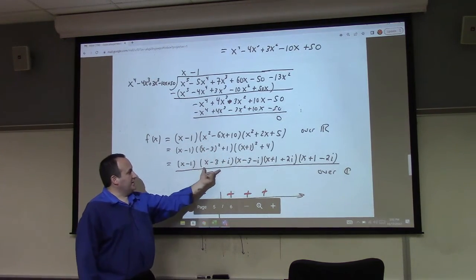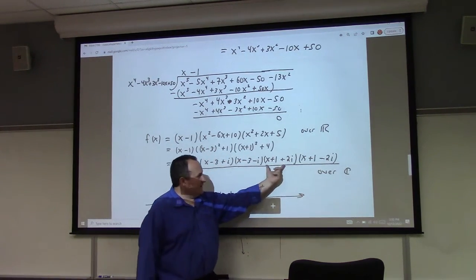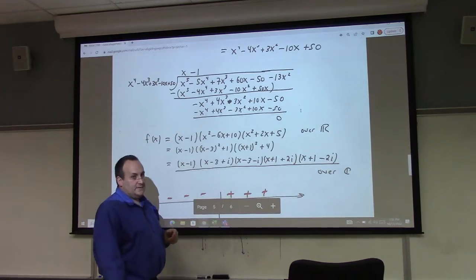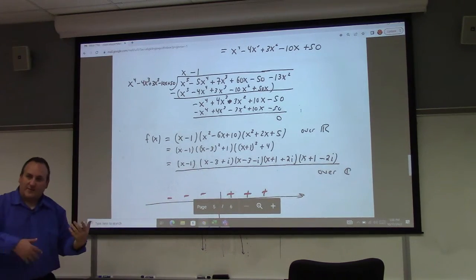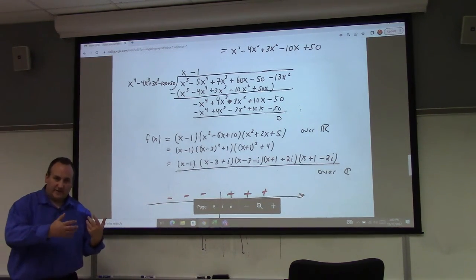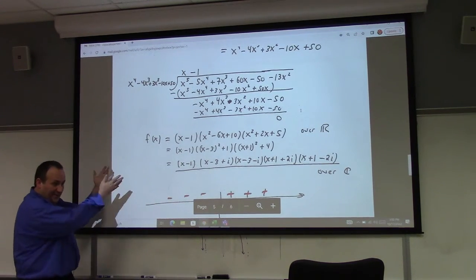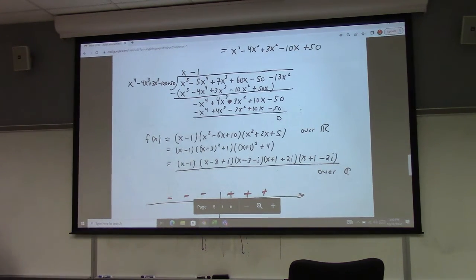But the prime ones split into a pair of conjugate factors if we want to factor over the complex numbers. When I was talking about the problems being challenging on this problem sheet, this is what I meant. This one is challenging, okay?